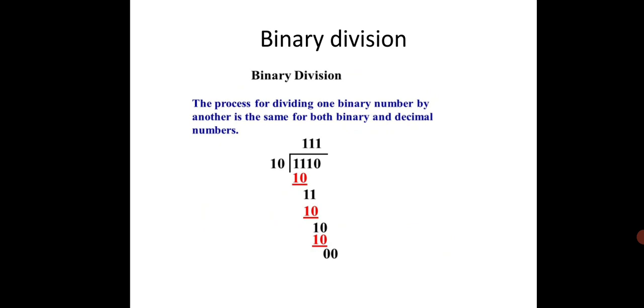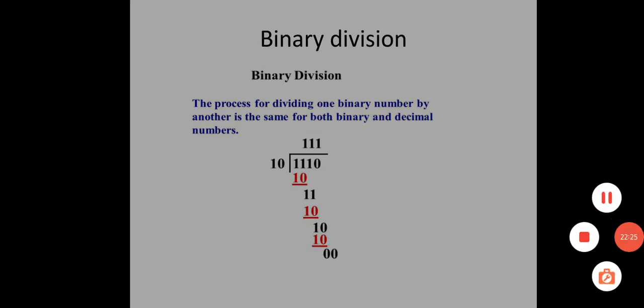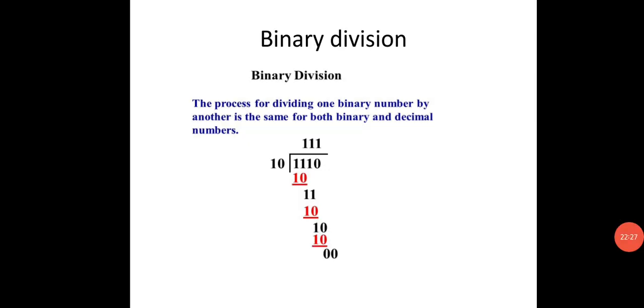In this way, we have seen the 1s complement, 2s complement, multiplication and division for binary numbers. This was overall your first chapter, that is number system.